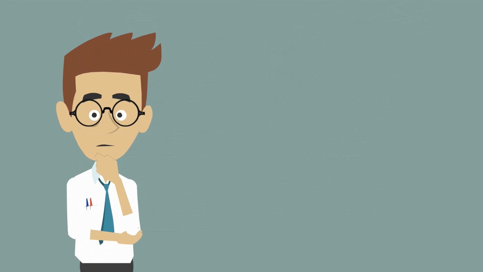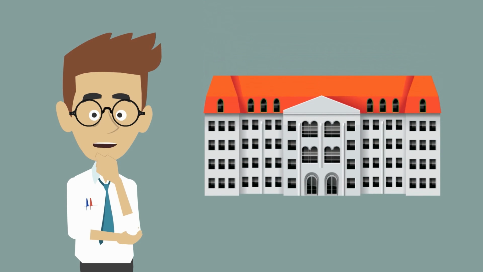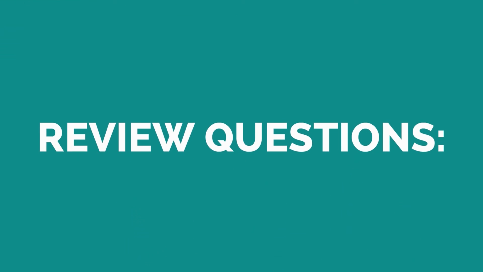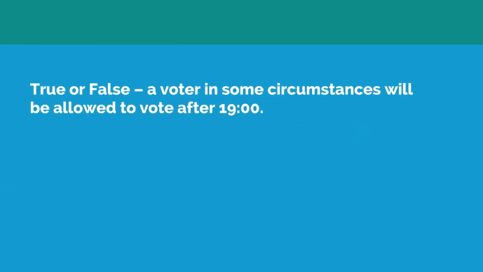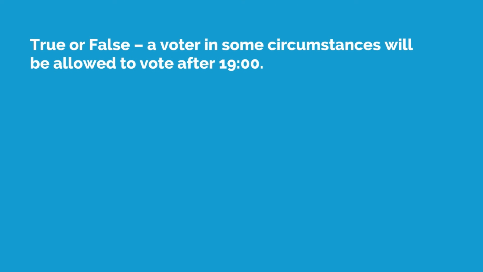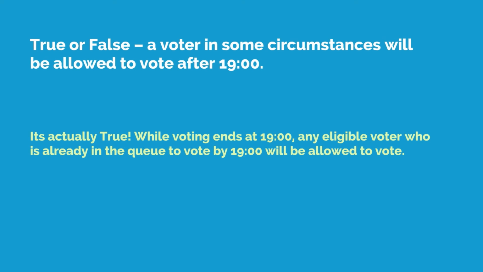Well, not quite. To complete the process, the VC Commission now needs to hand the materials back to the CEAZ for the counting. If you are supposed to follow this process, you can learn about it in the next lesson. Let's review. True or false? A voter in some circumstances will be allowed to vote after 7 p.m. It's actually true. While voting ends at 7, any eligible voter who is already in the queue to vote by 7 will be allowed to vote.